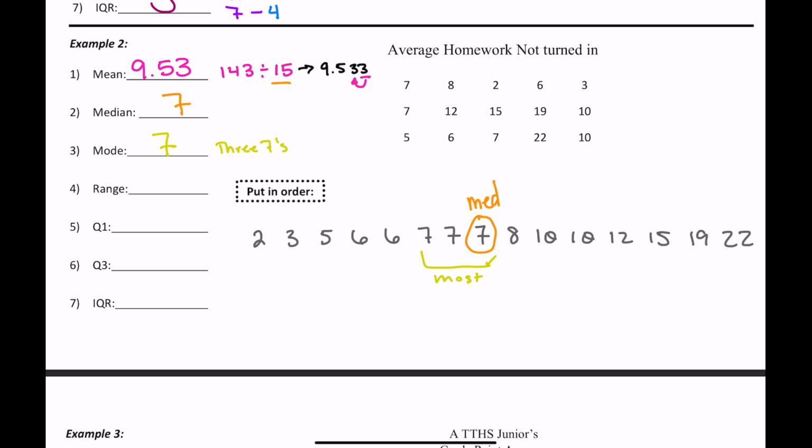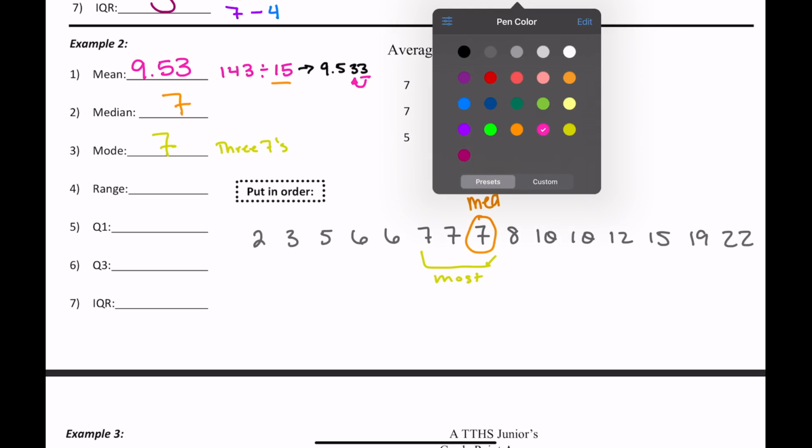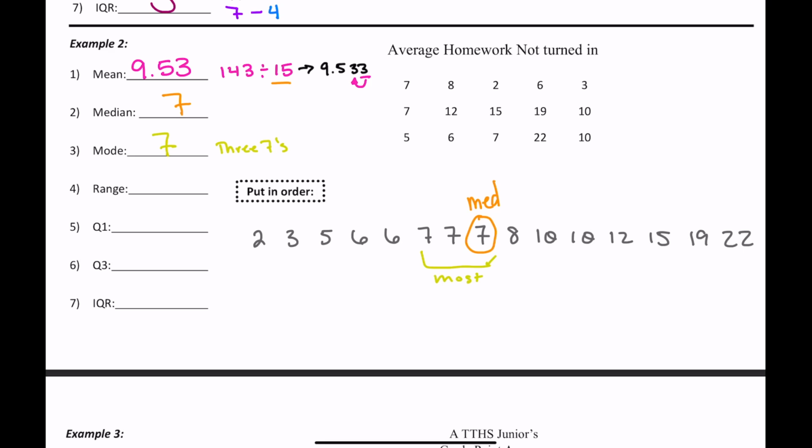Okay, range. All right, so the range, biggest number minus smallest number. Our biggest number is 22 minus our smallest number 2. So that gives us 20. Hopefully you did that without a calculator.